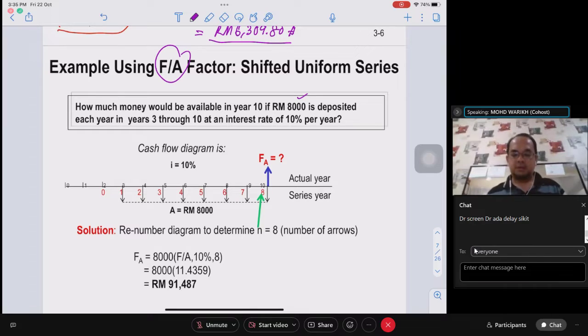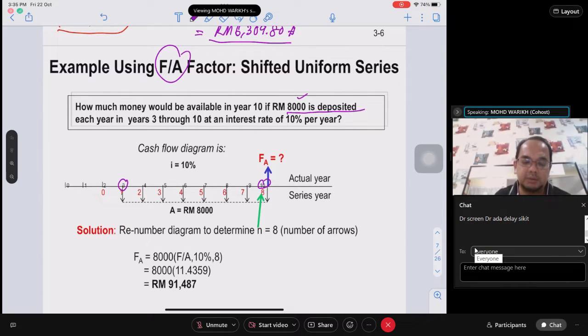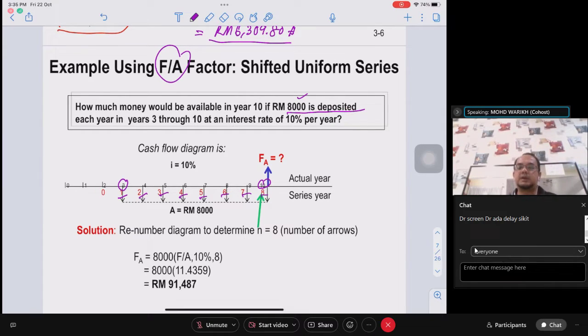Sorry about that. Right. So how much money will be available in year 10 if RM 8,000 is deposited each year in year 3 through 10 at an interest rate of 10% per year? Okay, the keyword is A. That means we start from year 3 until year 10. So we know that from year 1, 2, 3, 4, 5, 6, 7, 8 years is A.